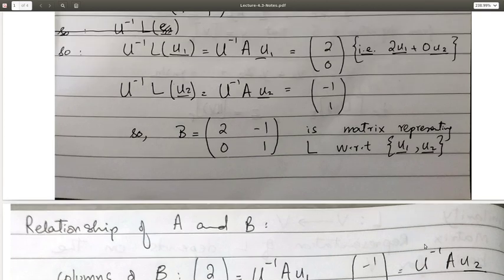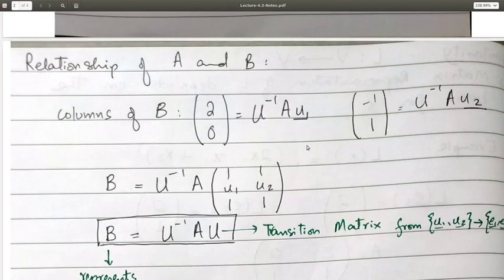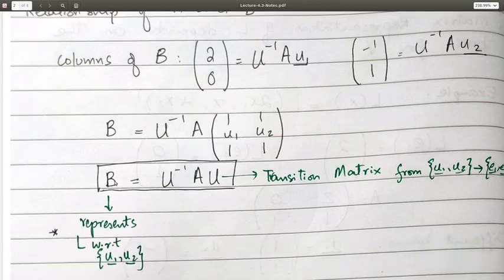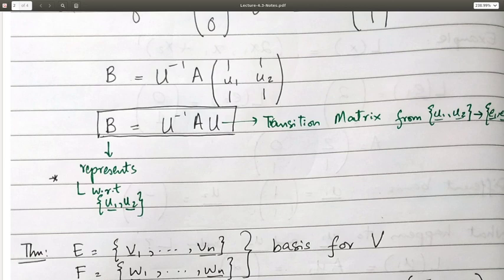Okay. The relationship that we found was B is equal to U inverse A U, where B is the matrix that represents this transformation in the non-standard basis, A is the matrix that represents the transformation in the standard basis, and U is the transition matrix from the non-standard to the standard basis. Okay. Let me know if you have any questions with this.